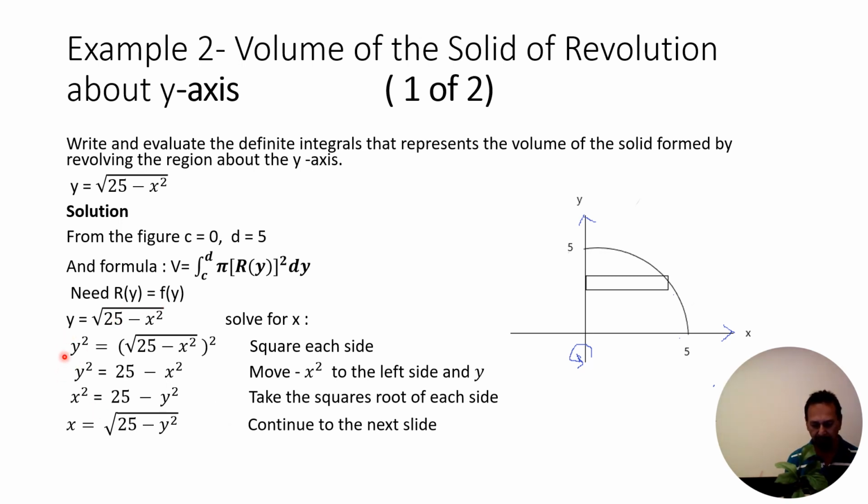We square both sides, because y squared equals the square root of 25 minus x squared squared, the square root cancels out, and gives you 25 minus x squared. Move the minus x squared to the left side and the y squared to the right, minus y squared. Now we take the square root, which gives you x equal to the square root of 25 minus y squared. So now we're going to substitute, and the c would be 0 and d equals what? 5.